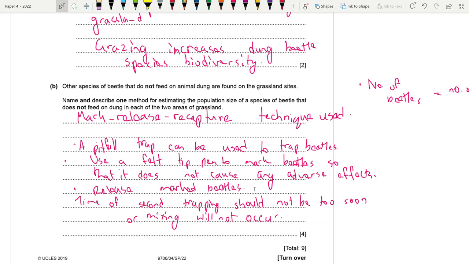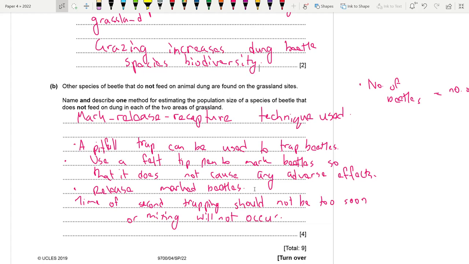So mainly you have to give some details about trapping them and some detail on marking them. So we can use a pitfall trap to trap the beetles. Then we can use a felt tip pen, or you could talk about marking the beetle in such a way that it does not have adverse effects, so that it doesn't become easier for predators to spot. You could say that. Then we will release the marked beetles, and then we will catch some beetles a second time.